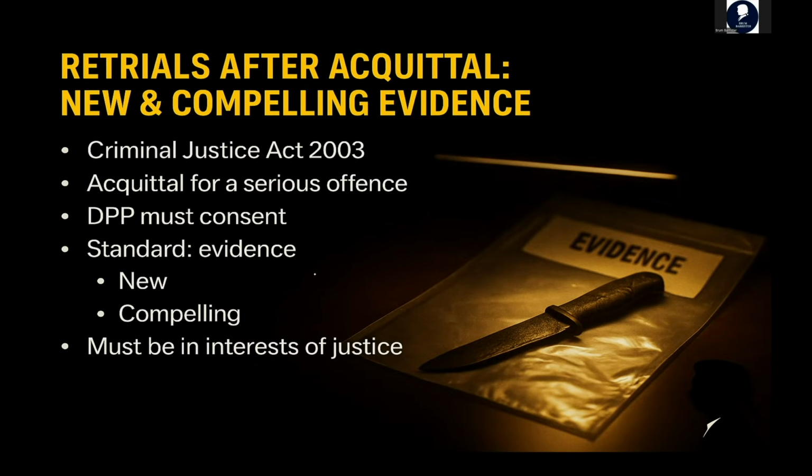So double jeopardy, I don't know if you've heard of that term, probably, if you're into your crime dramas. It was once absolute, but since the Criminal Justice Act 2003, a retrial may be ordered for serious offences if there is new and compelling evidence. And again, the Director of Public Prosecutions must consent, and the court must find it in the interests of justice. It's reserved for cases like murder or rape, where fresh forensic evidence emerges, for example.